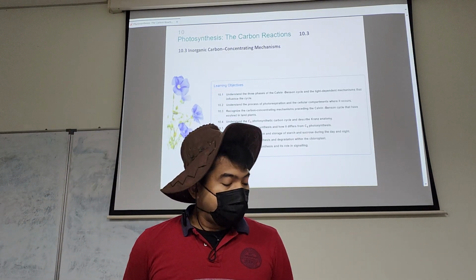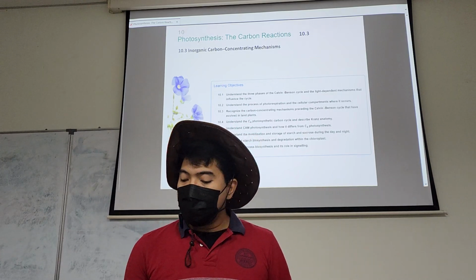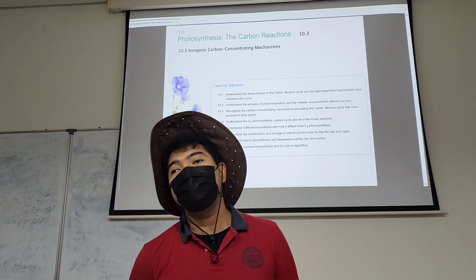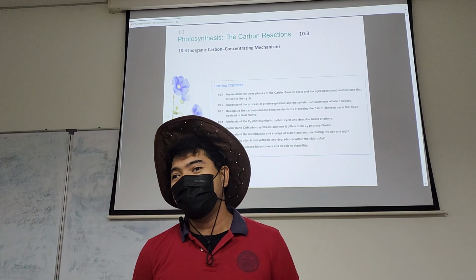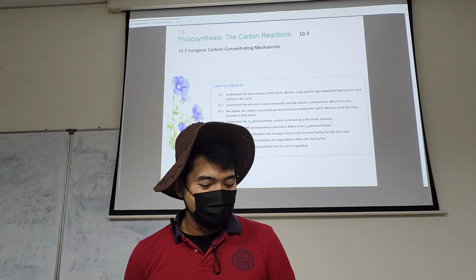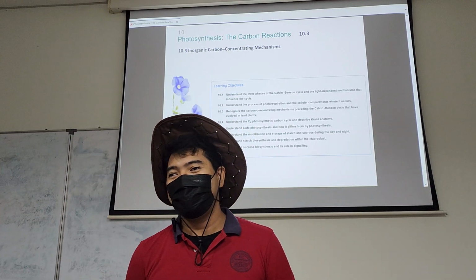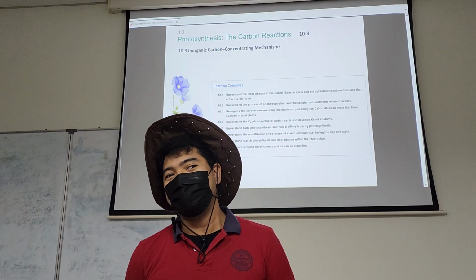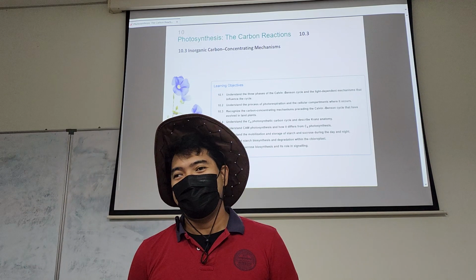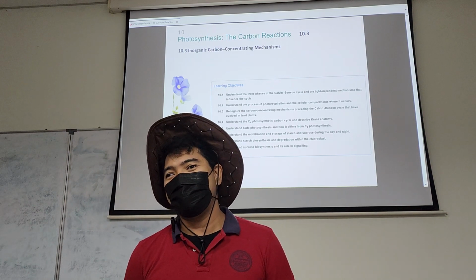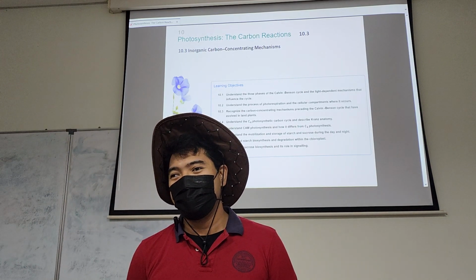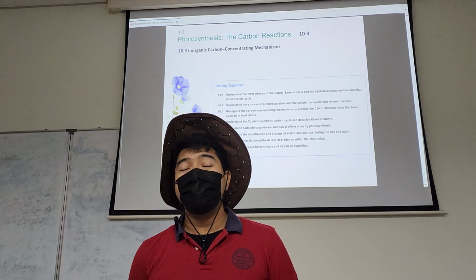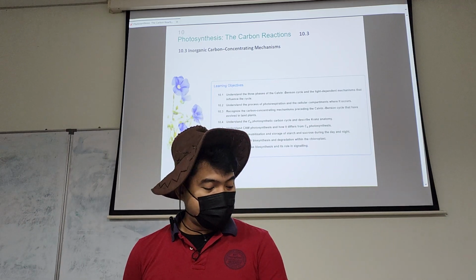Okay, so let's move on for a bit. You have learned about C3, C2, C1. I want to ask, what is C1? Where do you find C1? C1 metabolism. The hint is in the photorespiration story. Please revise that, okay?